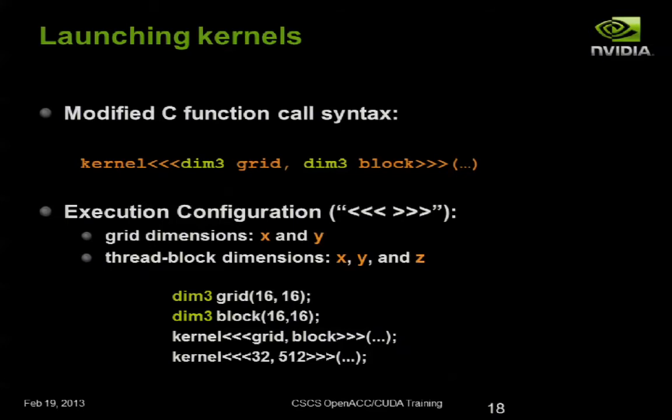And here at the bottom, it's a bit of an unfortunate example because it's twice 16 by 16. But in this case, we launch a grid of 16 by 16 blocks, each block consisting of 16 by 16 threads. Or in the second case, we just launch a 1D grid consisting of 32 blocks, each block consisting of 512 threads.